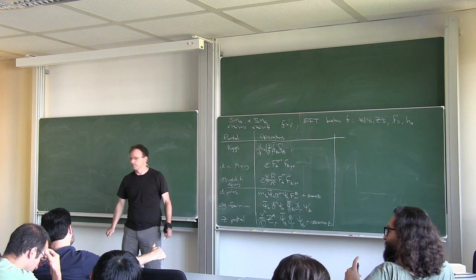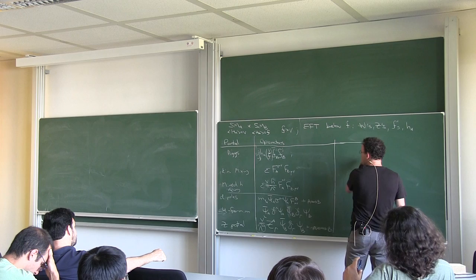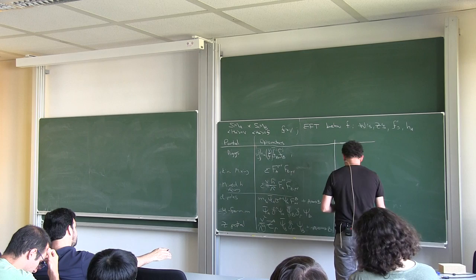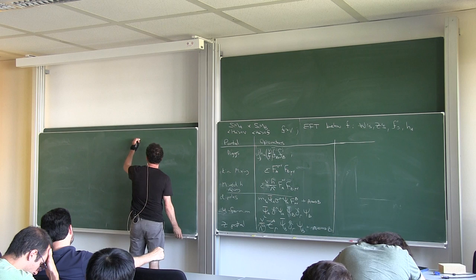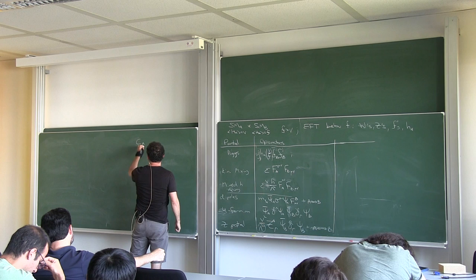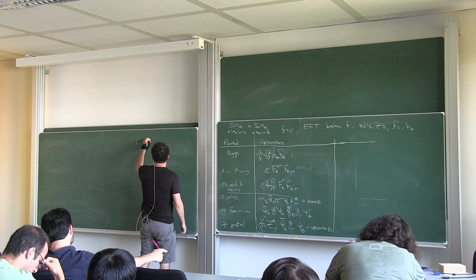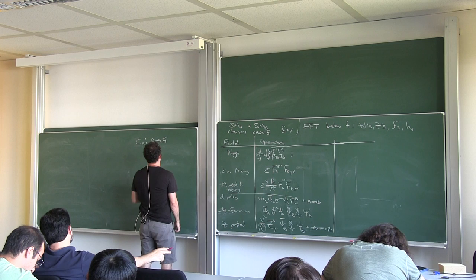So before I dive into UV completion, let's make some observations about these operators because they violate some symmetries. So let's define some symmetries. Let's define charge conjugation. Charge conjugation needs no introduction. But let's define charge conjugation A, which would be that any A field goes to its charge conjugate, and any B field does not.